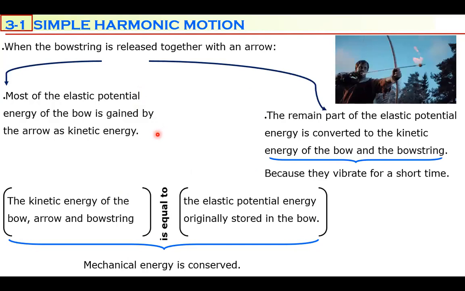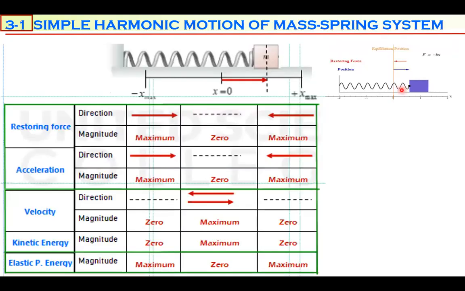But the questions are mostly asked about the oscillating mass spring system like this. So for oscillating mass spring systems, we should know that five quantities are changing continuously: restoring force, acceleration, velocity, kinetic energy, and elastic potential energy.